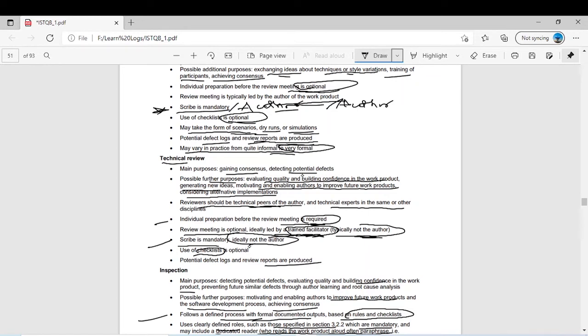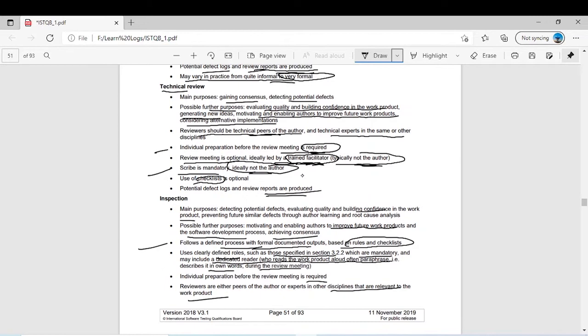Scribe is mandatory. Again, ideally not the author. The person who is noting down the points is mandatory here, but he is not the author. In the previous walkthrough, the scribe was the author. Normally the author could be, but here the scribe is mandatory and the author is not the scribe. Use of checklist is still optional here. If you see, it is not mandatory. Potential defect logs and review reports are produced. Documentation is necessary. Now the last part is inspection.